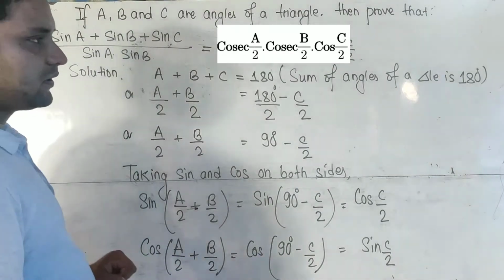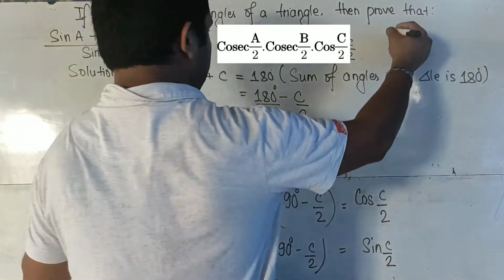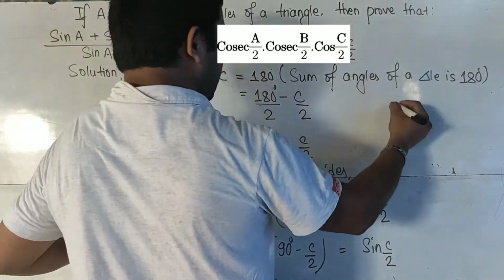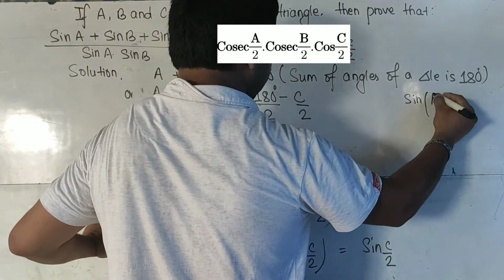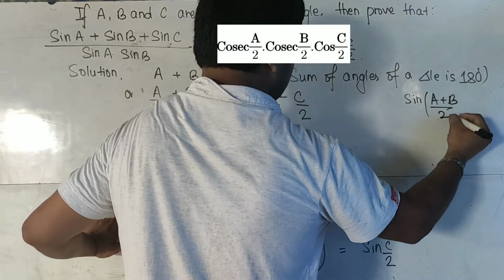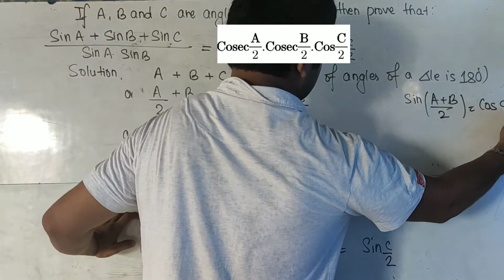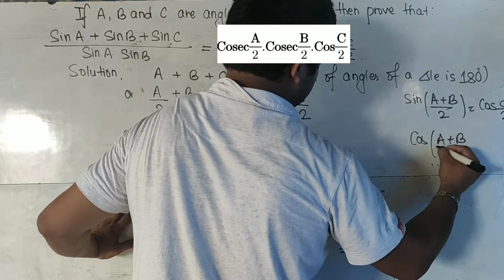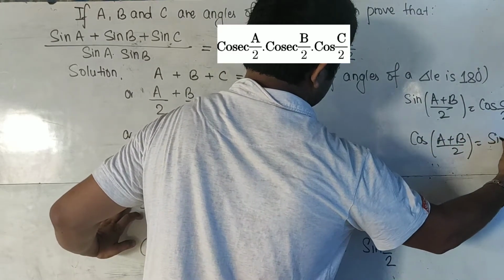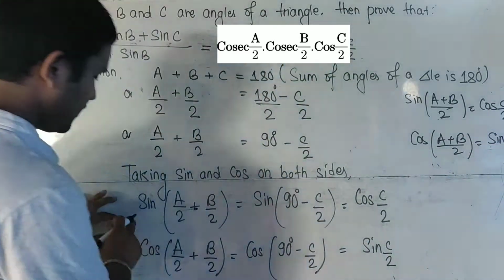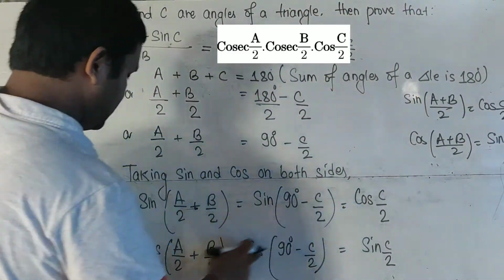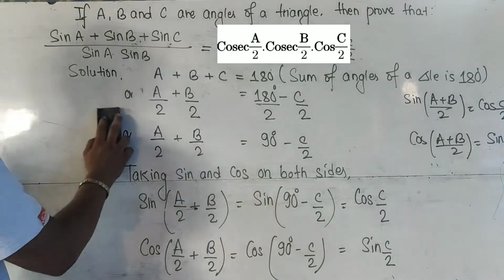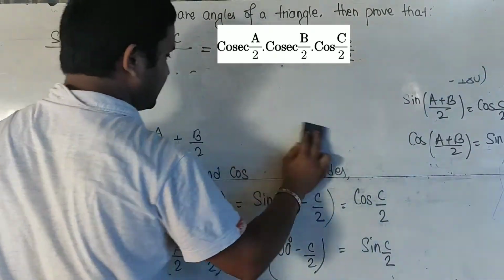If you do this step, then you will get 1 mark. So remember this: we have obtained sin((A+B)/2) as cos(C/2), and cos((A+B)/2) as sin(C/2). That should be memorized. Now we'll start our problem from the left hand side.